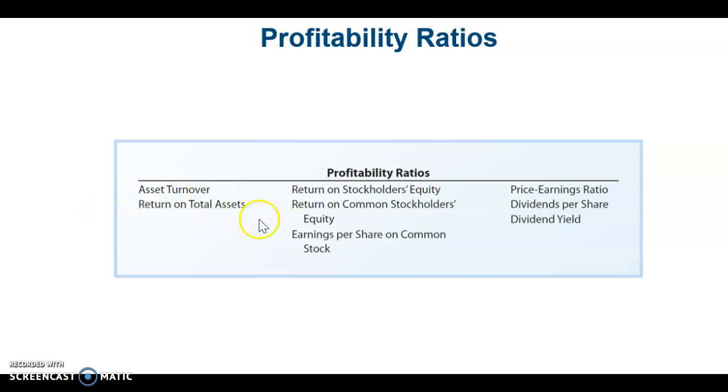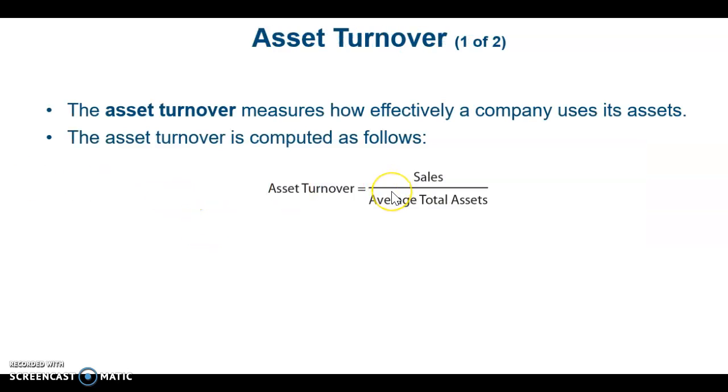So here are the ratios we're going to look at. So let's just go ahead and look at some of these. Asset turnover is how effectively a company uses its assets. And so this is what you're going to do. You're going to do sales divided by average total assets. So sales is going to come off of your income statement. For average total assets, you're going to take the beginning year total assets and the ending year, add those and divide by 2 to get your average.